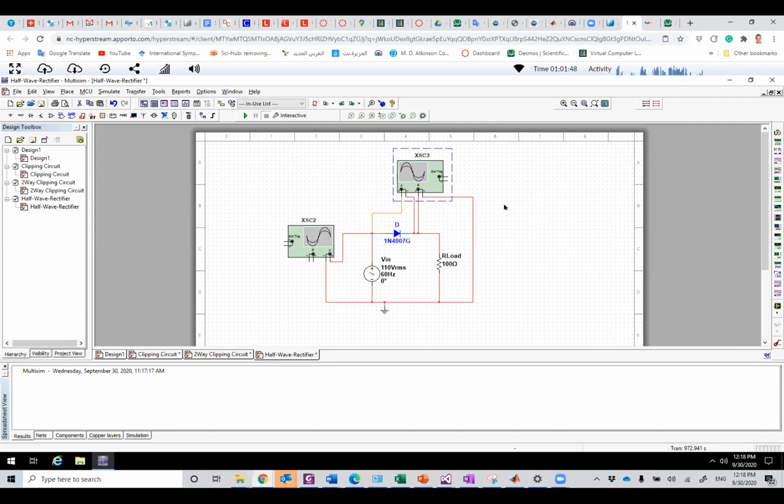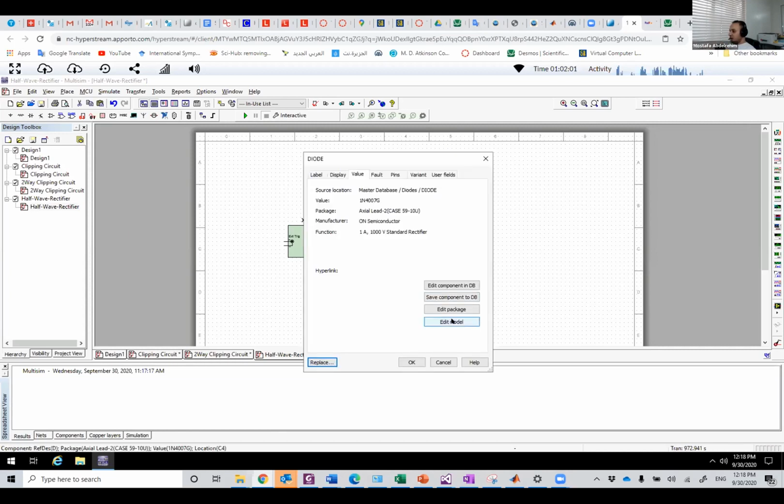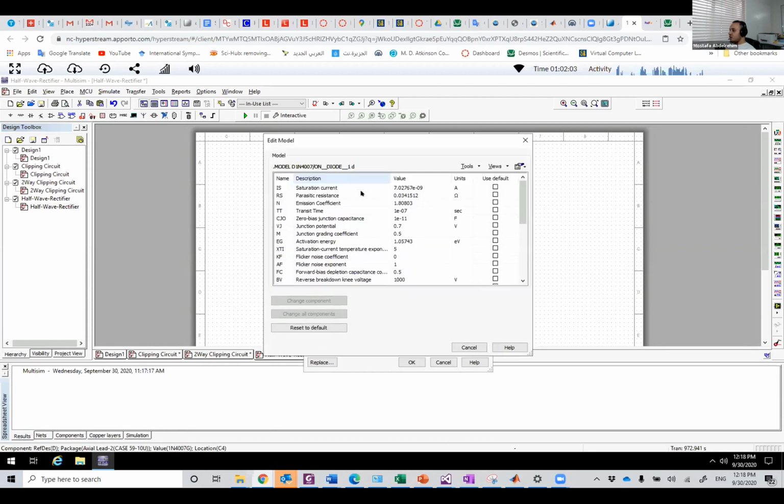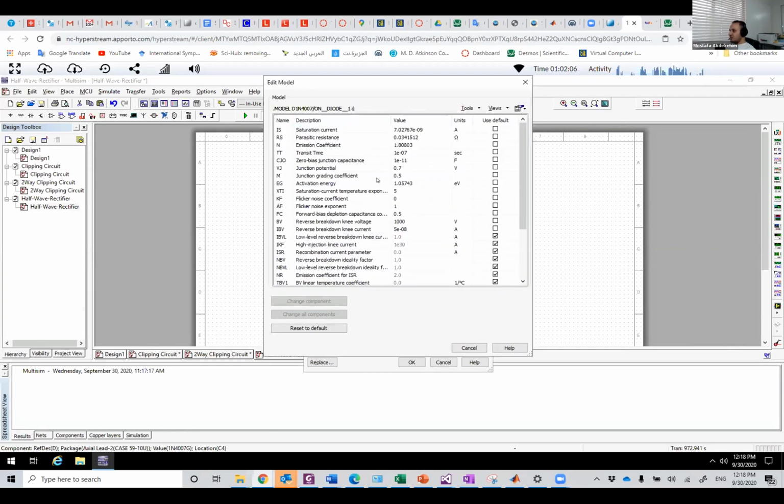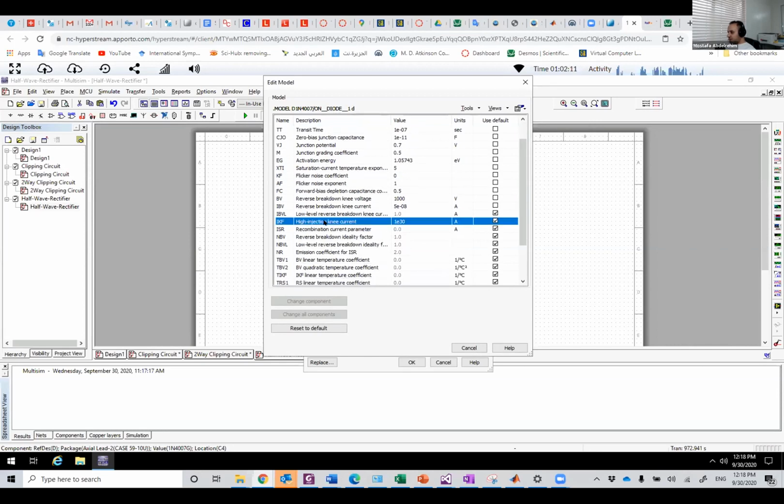Good. So the last thing we're going to do here is change the model, or the characteristic, of the diode. Let's examine what the characteristics of this diode are. We're going to go to edit model. These are all the parameters that this diode has. One of them in particular is the breakdown knee voltage. At what voltage will this diode break down? And as you see here, it's 1000 volts, very high.